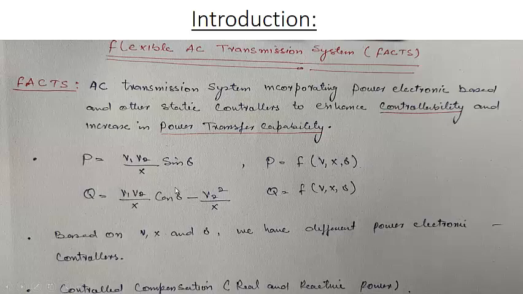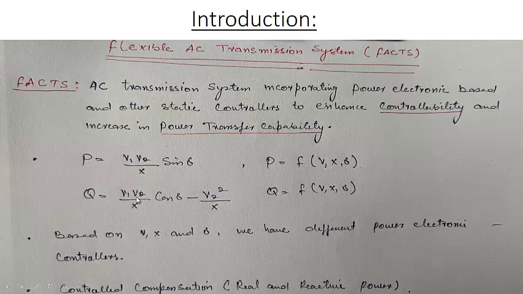Here I have written two equations. One is the real power and another is the reactive power. Real power, for a lossless line, is usually given by V1 V2 by X sine of delta, where V1 and V2 are the two terminal voltages of the transmission line, X is the reactance of the line, and delta is the load angle or torque angle, or we can say power angle, that is the angle between V1 and V2. So I can write this real power as a function of these three quantities: the voltage, combining V1 and V2, the reactance X, and the power angle delta.